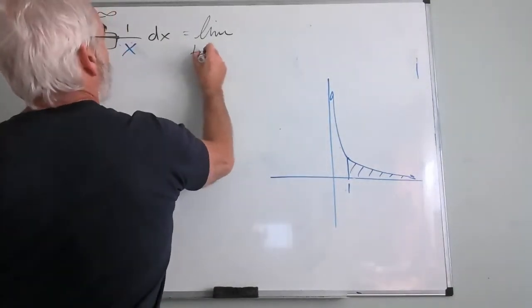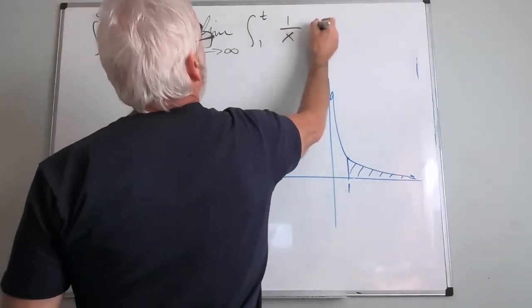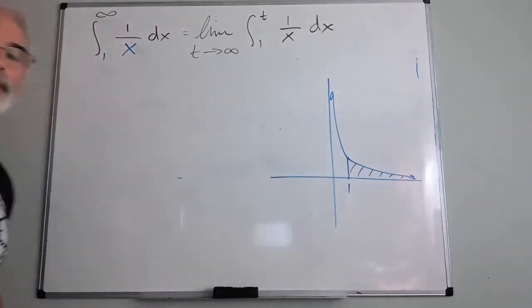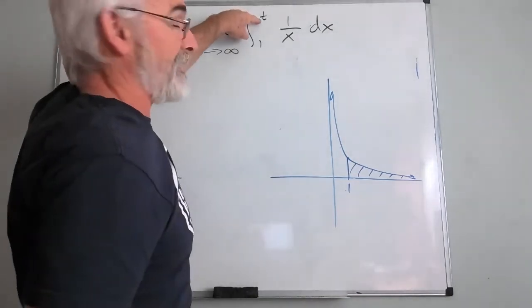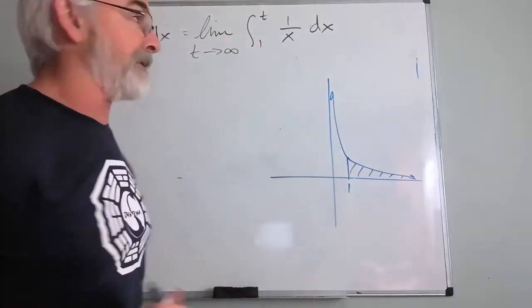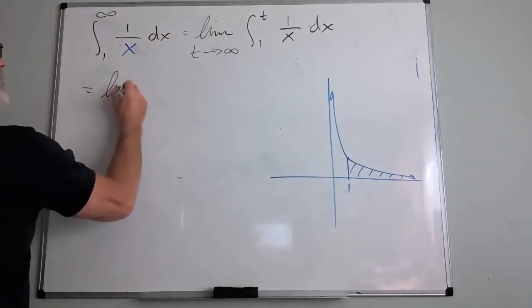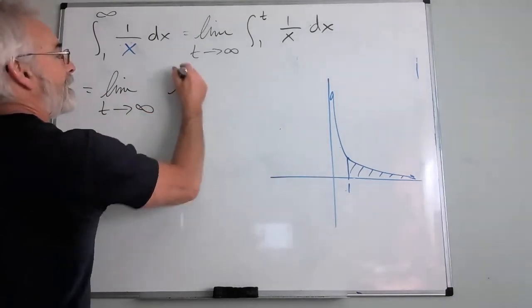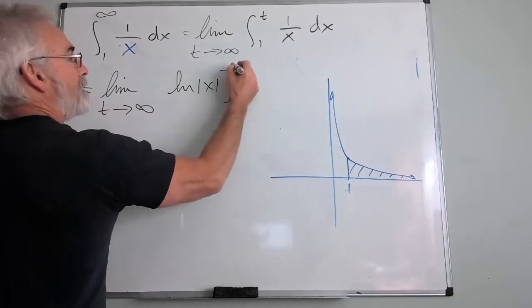So this we'd say is the limit as t goes to infinity of the integral from 1 to t of 1 over x dx. Now you're not taking the limit of the x. x is the variable. You're taking the limit of the constant. If I take a limit for x, it's going to change everything. So the antiderivative of that I know is what? Natural log absolute value of x, and I'm going from 1 to t.